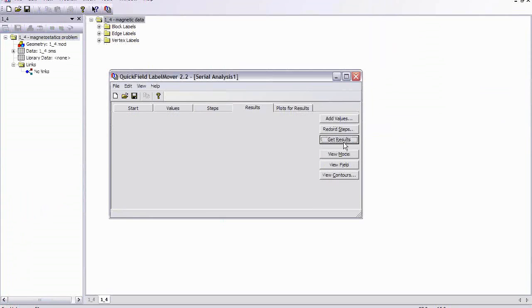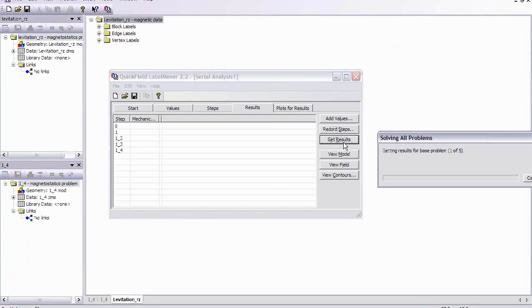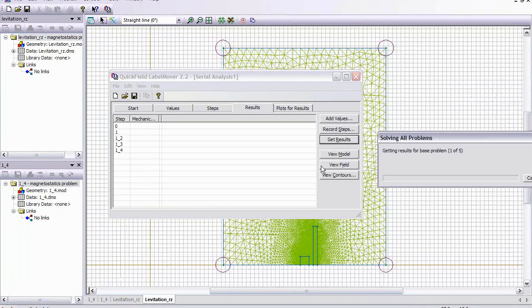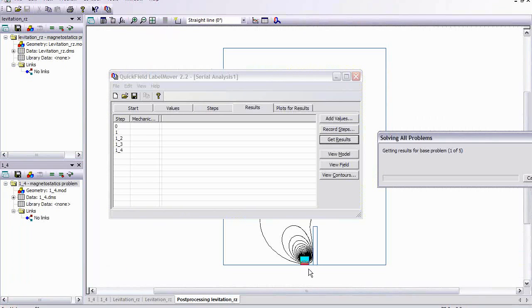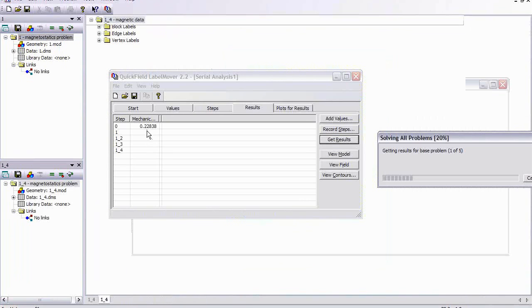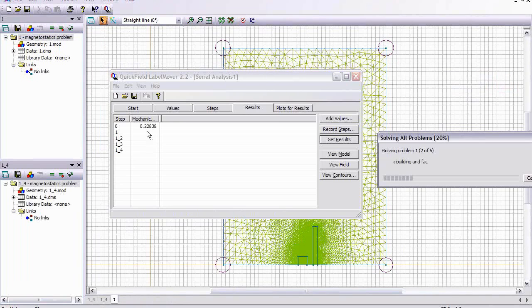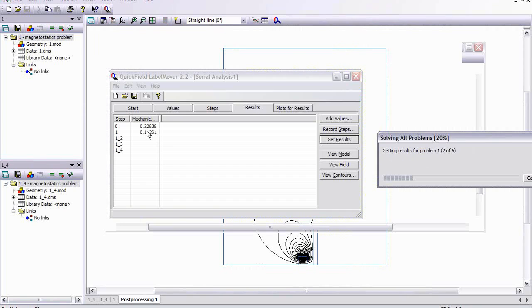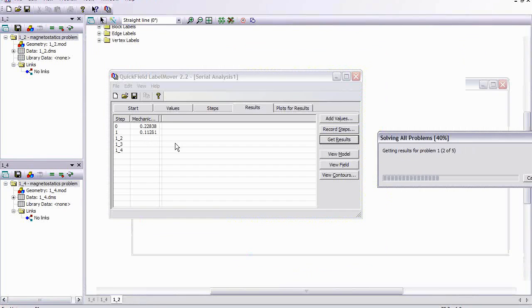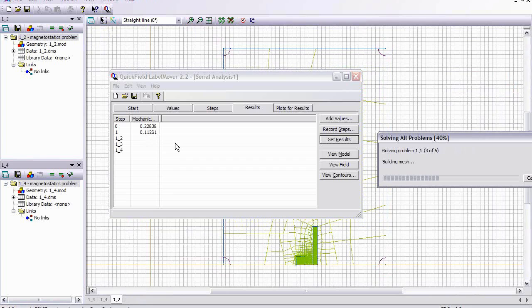Now let's get the results. So it's now solving the problem and translating the magnet. So first we started off with 0.22 newtons. Now the force has decreased to 0.11 newtons as we've moved it 1 centimeter.